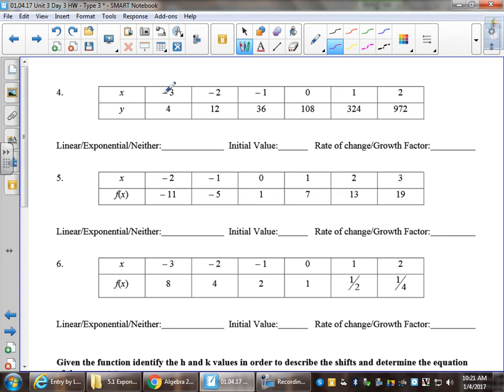Number 4, I check my x values. These are all increasing by 1. 4 to 12, these are getting big really fast. So I'm thinking multiplication of some kind. To get from 4 to 12, that's multiplying by 3. 12 times 3 is 36. 36 times 3 is 108. 108 times 3 is 324, and I keep checking, it works out. And you can use your calculator to check that out as well. Because we're moving by multiplication, this is exponential.